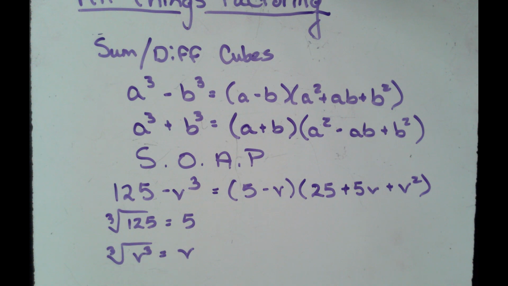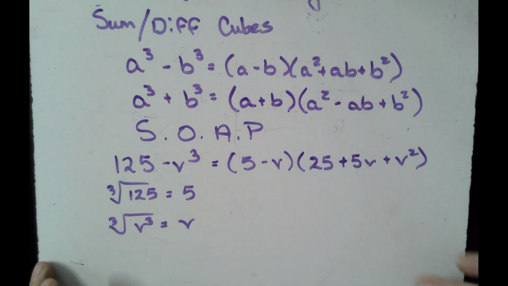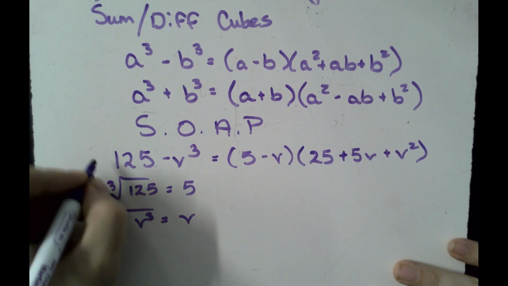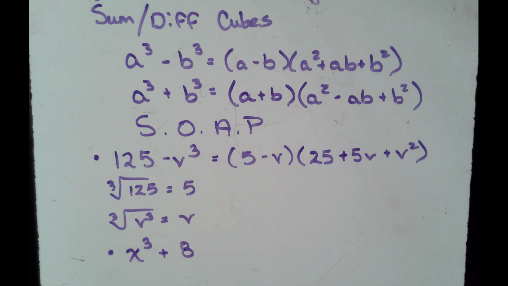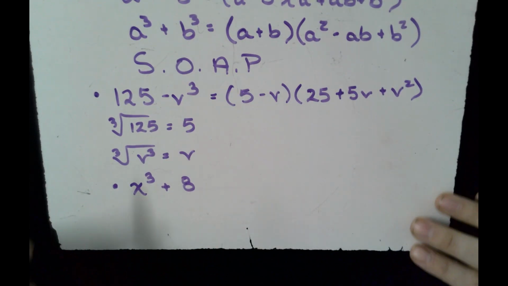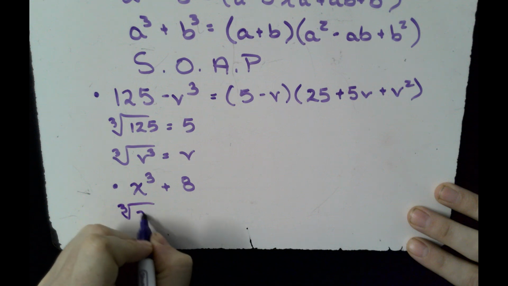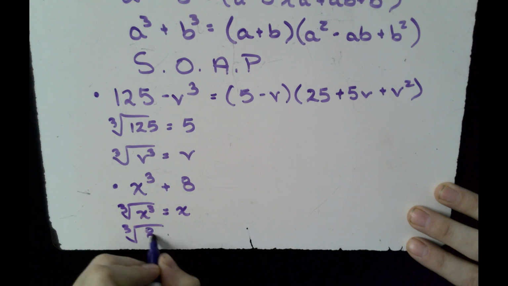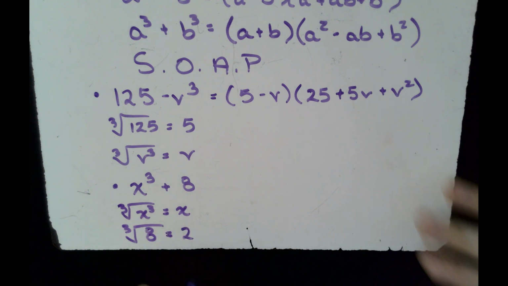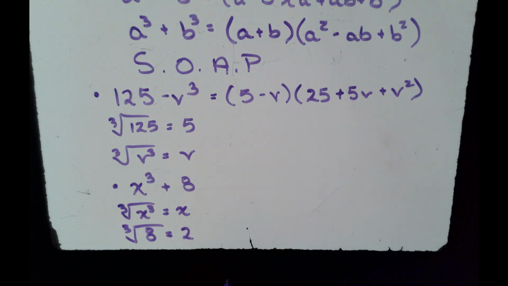Let's take a look then at a sum of cubes and how SOAP also works in this. So let's keep this relatively simple here. Let's say that's situation 1, here's situation 2, x cubed plus 8. So in x cubed plus 8, we're going to take the cube root of x cubed, which is x. We're going to take the cube root of 8, which is 2. 2 times 2 times 2, that's 3 times, is 8.